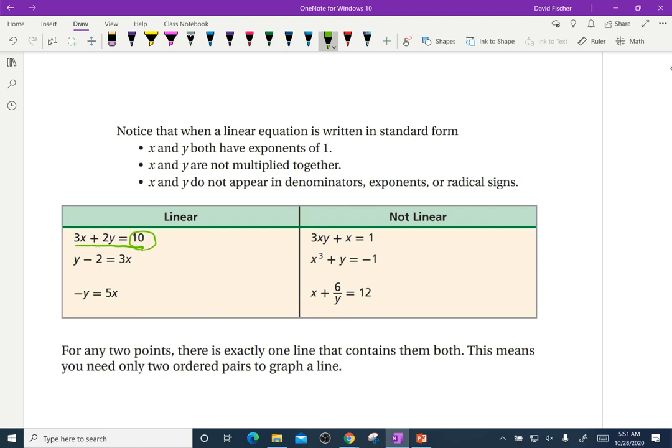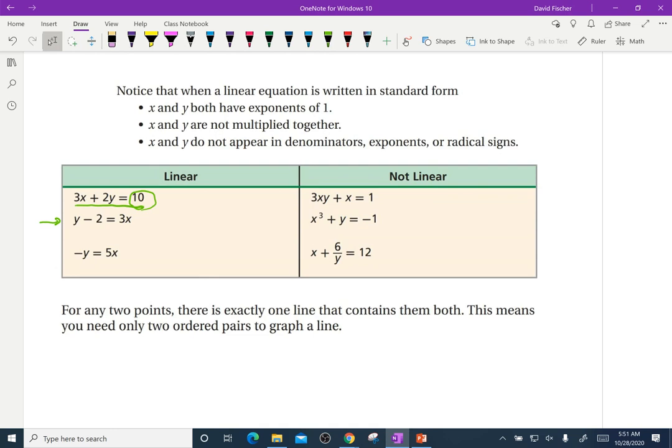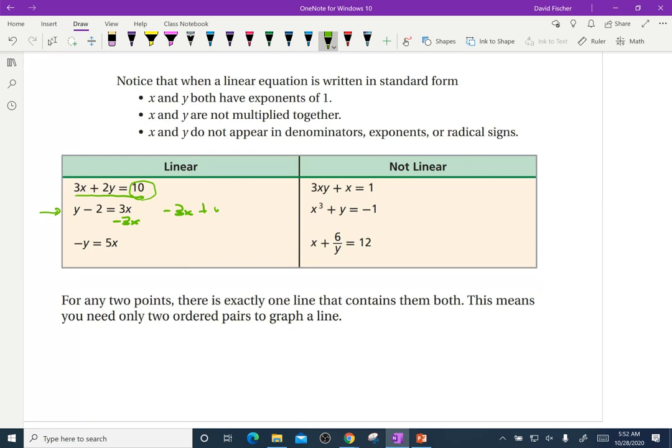Now on this one, I can do a little bit of mental math here. I can get it into standard form. I'd get these 3x's by subtracting 3x from both sides. So it would be a minus 3x on the left side. My y is already over there, so I put a plus y. And then to get that 2 to the other side, I would add 2. And so I can put it in that form.